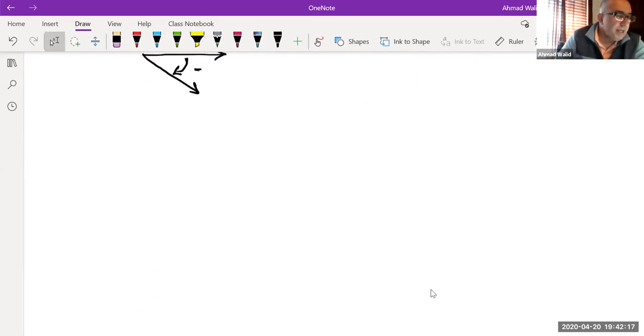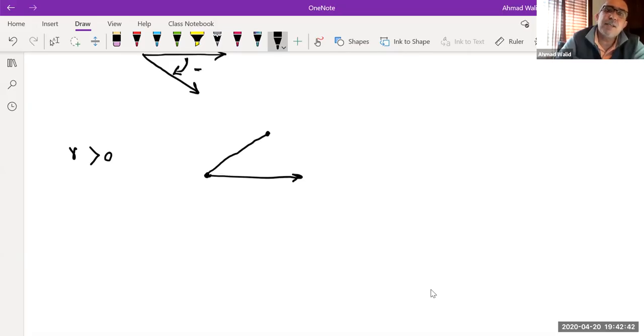Okay. Now, if your R is positive, I will write this way. If R is greater than 0, what does it mean? Here is the pole, here is my ray. For example, when you draw a positive angle here, this is theta, theta is positive. When R is greater than 0, it means you are here. This is your R.